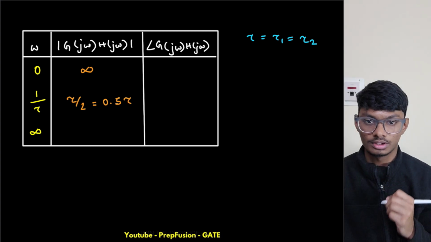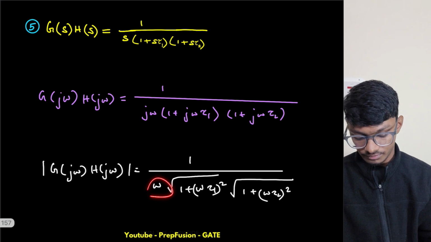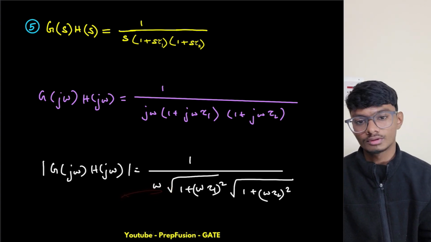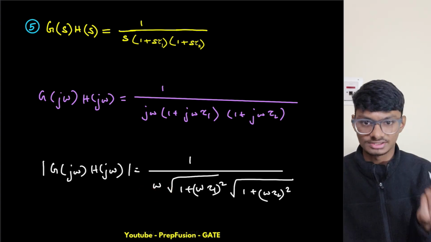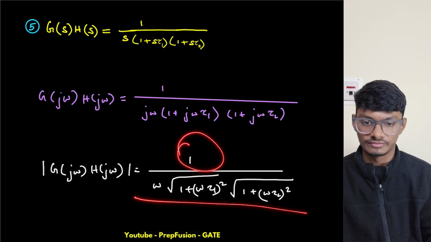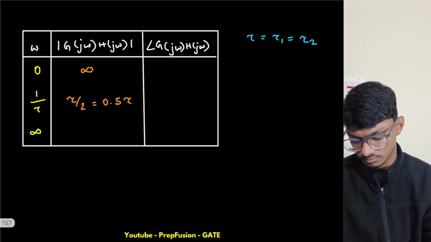And what is omega equals to infinity? If you put omega equals to infinity, we don't have anything here and this is going to infinity, so simply the magnitude is 0.